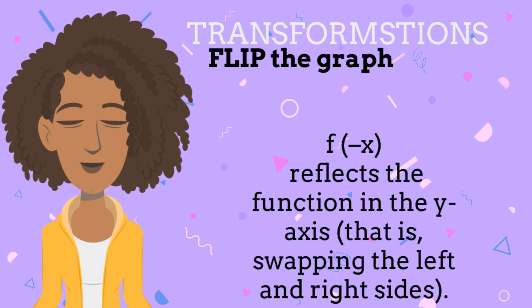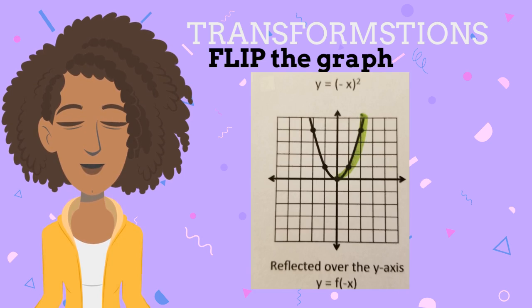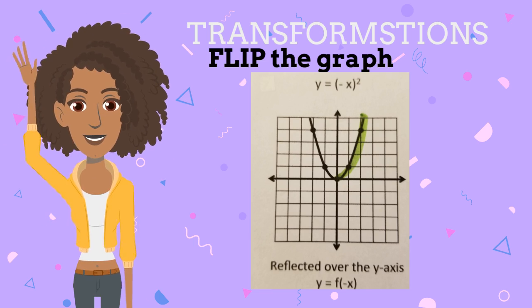And f of negative x, which doesn't mean the entire function is negative, it just means x. It reflects the function in the y-axis. So that means across the y-axis.